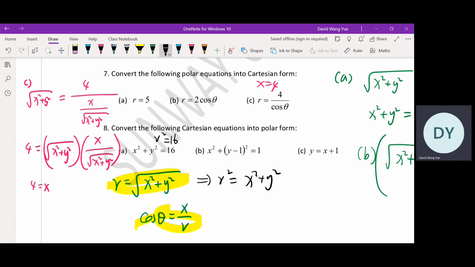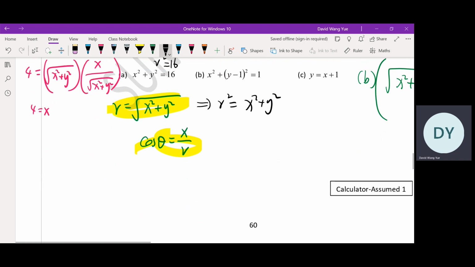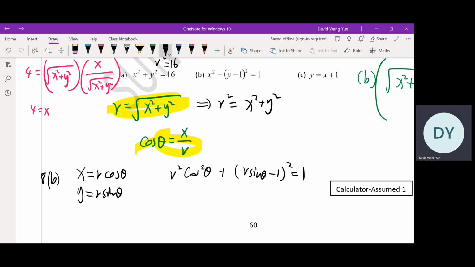For the second one, x squared plus (y minus 1) squared equals 1. How do we convert this into the polar form? Okay, now let's try it out. Because we know x equals r cosine theta, y equals r sin theta, then x squared becomes r squared cosine squared theta. Okay, this is 8b: r squared cosine squared theta plus (r sin theta minus 1) squared equals 1.